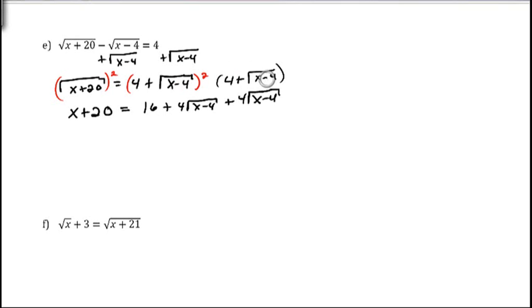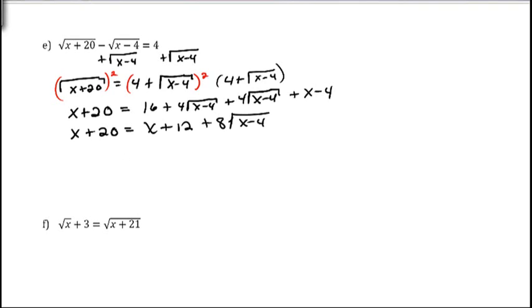And then we get another plus 4 times the square root of x minus 4. And then the square root of x minus 4 times the square root of x minus 4 is plus x minus 4. So we have x plus 20. We have an x and a 16 and a negative 4, so that's plus 12. And then we have plus 8 times the square root of x minus 4.